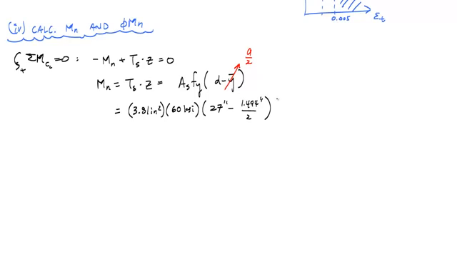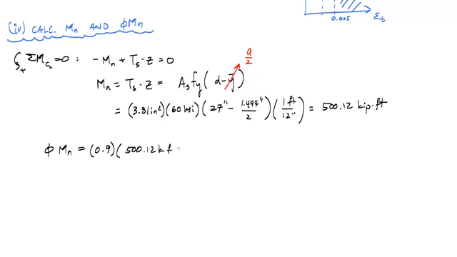Let's convert this into kip-feet. One foot every 12 inches, and this number becomes 500.12 kip-feet. And it ain't no thing. You just multiply by phi M_n to get the design moment strength. That's 0.9 times this 500.12 kip-feet.